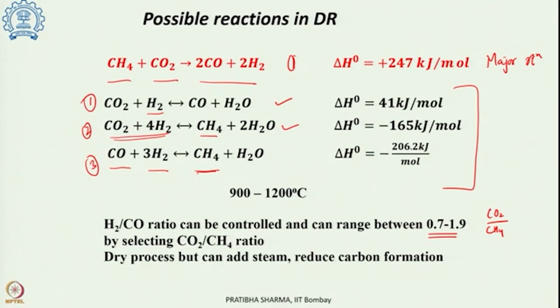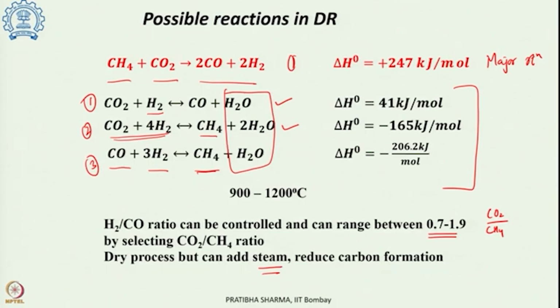So, although the name itself suggests it is a dry process, we can see that a certain amount of water is obtained on the product side. At the same time, we can also add some amount of steam to the process, and that has an advantage: the addition of steam will reduce the carbon formation.